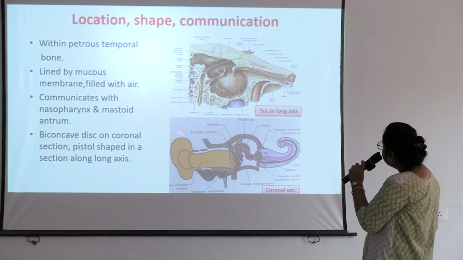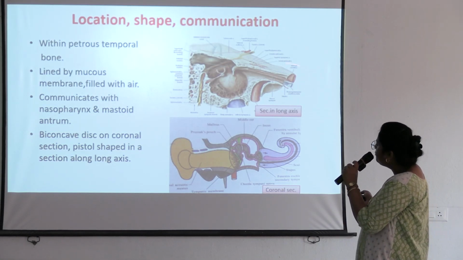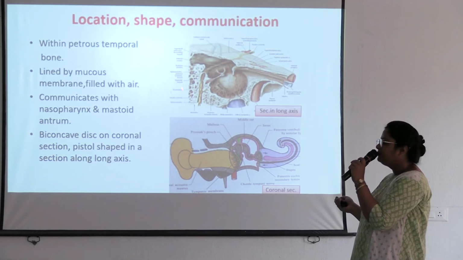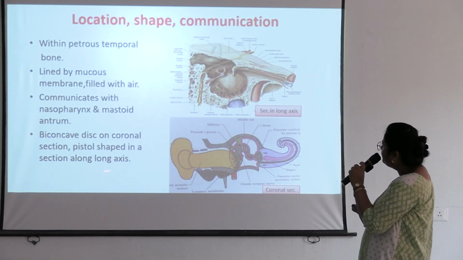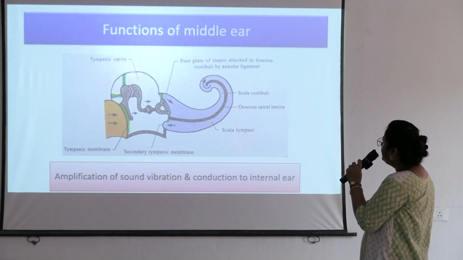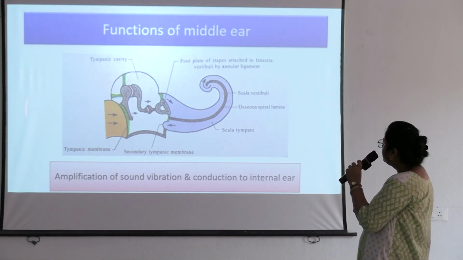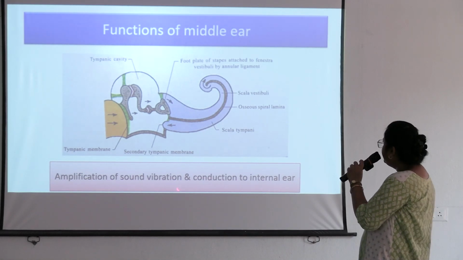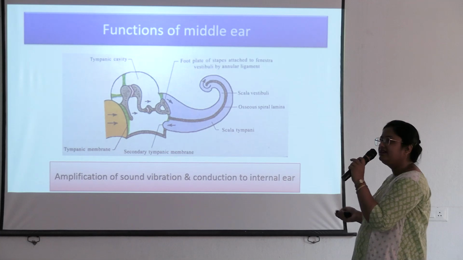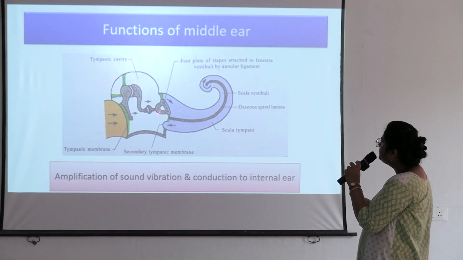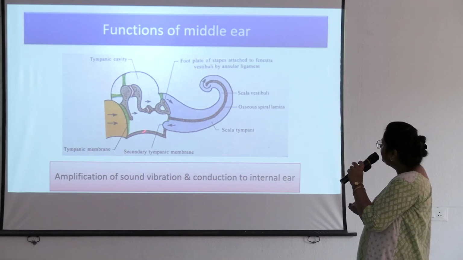Pistol shaped means the tube of the pistol represents the auditory tube. So it is pistol shaped in section along the long axis. So what are the functions of the middle ear? It helps in amplification of the sound vibration and conduction to the internal ear. Amplification occurs mainly through the middle ear ossicles.